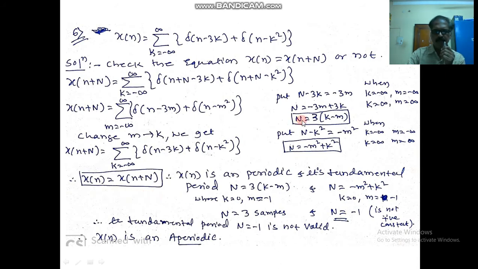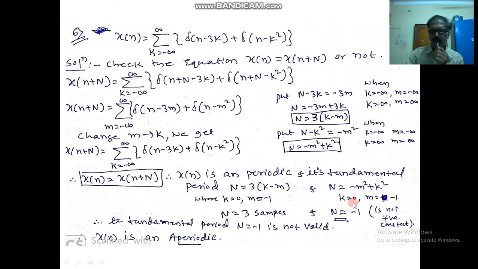Its fundamental period: for the first term, capital N equals to 3 into k minus m. The fundamental period for the second term is N equals to minus m square plus k square. I have to choose the values of k and m such that N should be positive and the smallest value. Hence I substitute k equals 0, m equals minus 1. You will get here N equals to 3 samples for the first term.